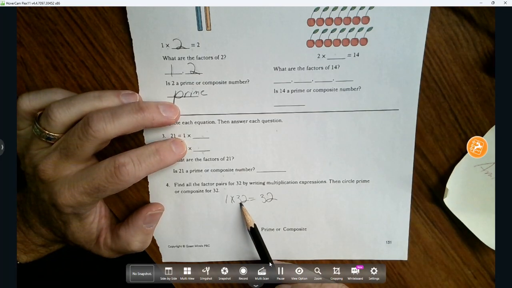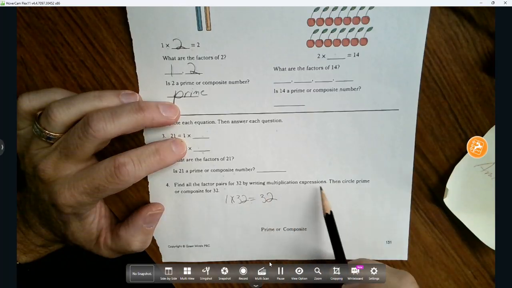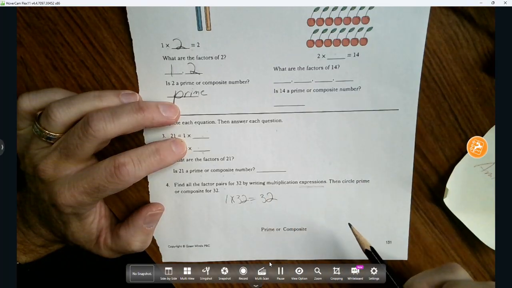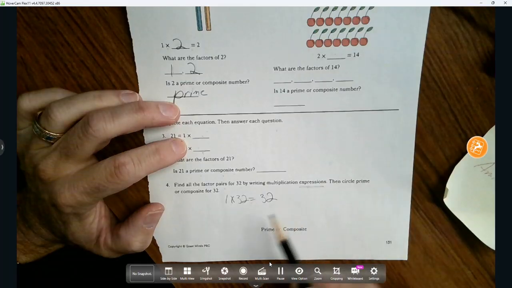1 times 32 equals 32. That is a multiplication expression. So when you have to go back and find whether it's composite, count how many factors. What else can you multiply to get 32? Can you do 2 times something to get 32? Can you do 3 times something, 4 times something, 5 times something? See what you can do to get 32.